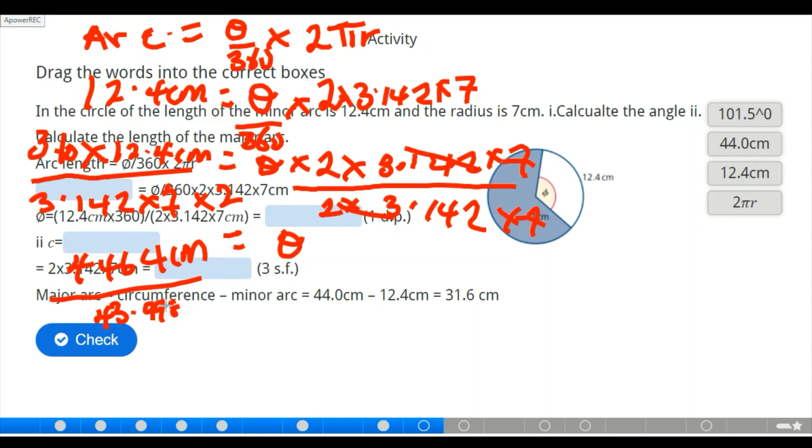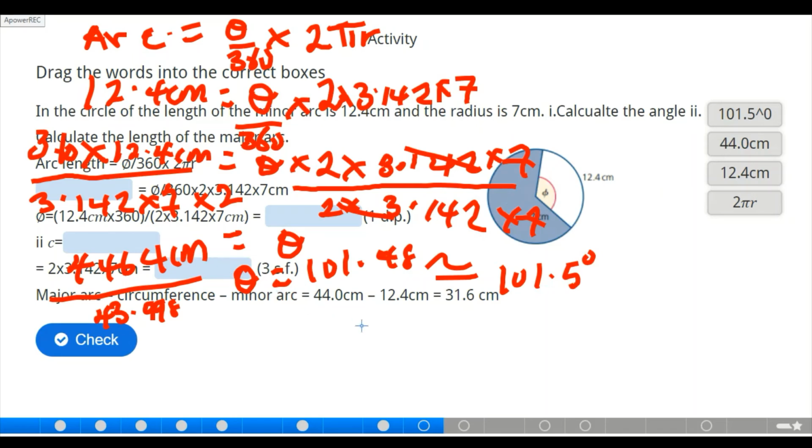So by the time we divide 43.988 centimeter by 4464, then the answer is going to be 101. So theta will give us 101.48. So if we approximate that, it's going to be 101.5 degree. Since we are dealing with theta, we have to put it in degree.